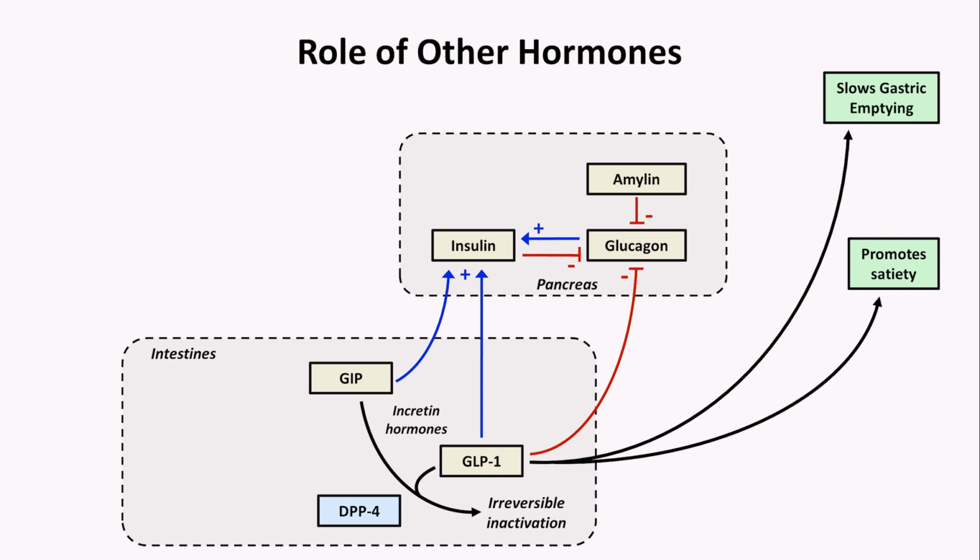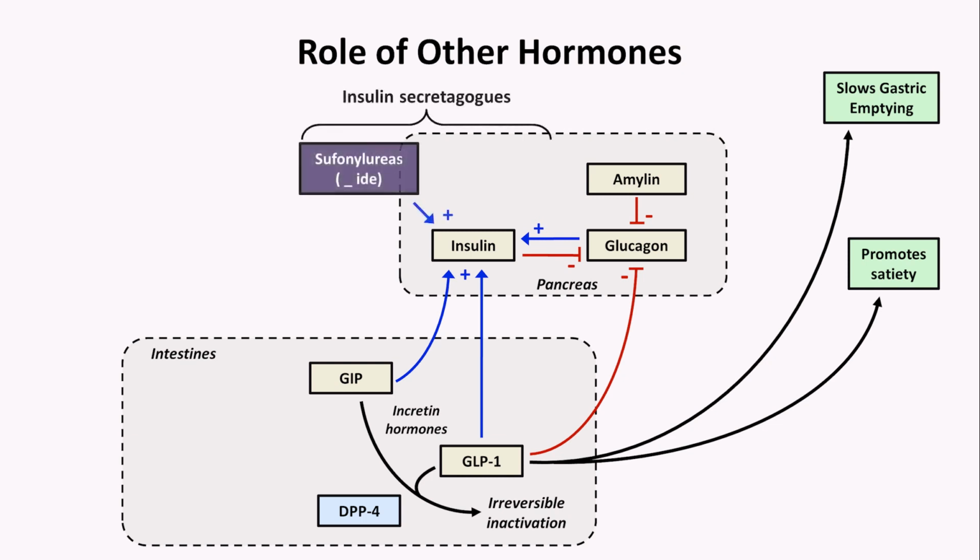There are 5 classes of diabetic medications which act on these pathways. First are the so-called insulin secretagogues, which include the sulfonylureas, which all end in the suffix "ide," and meglitinides, which all end in glinide. These drugs directly trigger pancreatic beta cells to secrete insulin.